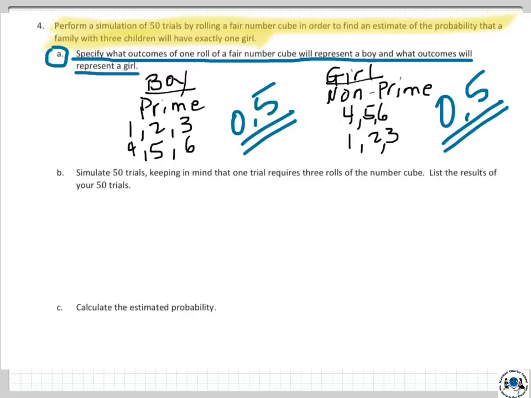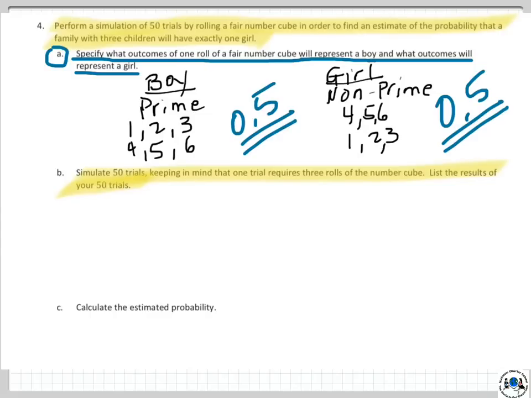All right. So in part B it says go ahead and simulate those 50 trials, keeping in mind that one trial requires 3 rolls of the number cube. List those results. I'm not looking right at your binder right now, so I'm not sure exactly what it looks like, but you're probably going to need more room than what I see on my page here. So go ahead and grab another piece of paper. Highly recommend to go ahead and do it.